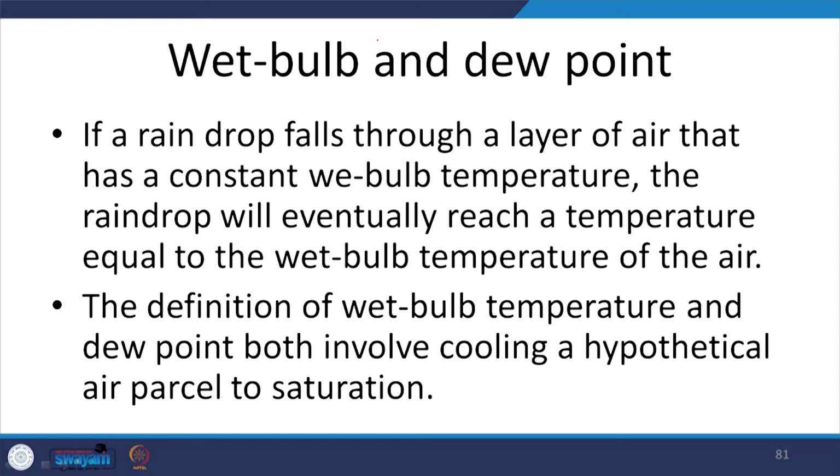If you have a raindrop which falls through a layer of air that has a constant wet bulb temperature, then the raindrop will eventually reach a temperature equal to the wet bulb temperature of the air. So, the raindrop is falling. If the environment through which it is falling does not have moisture and has a higher temperature, then due to its temperature the raindrop will evaporate slowly and steadily, giving out moisture as long as there is a difference in the temperature. When these two temperatures are equal, you call that particular temperature the wet bulb temperature of the air.